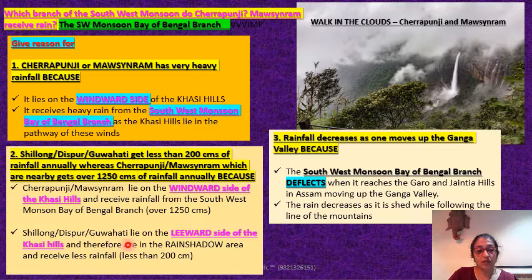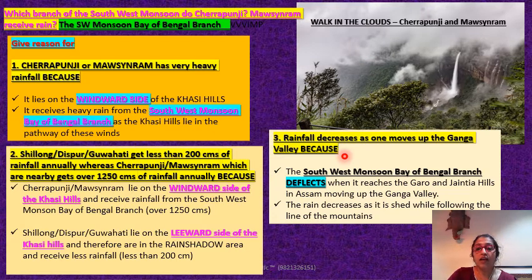Shillong, Dispur, Guwahati lie on the other side of the Khasi Hills, the north side, the leeward side of the Khasi Hills, and therefore they are in the rain shadow area. So even if you are in one particular area and there's a hill in between, suppose one person lives here and one person lives here. If the monsoon winds are coming this way, then the people living here are going to get rain, and on this side of the rain shadow they will not get the rain. So just in the same area, one on this side of the hill, one on that side. So Shillong, Dispur and Guwahati lie on the leeward side of the Khasi Hills.